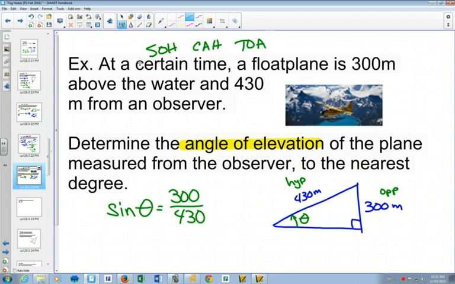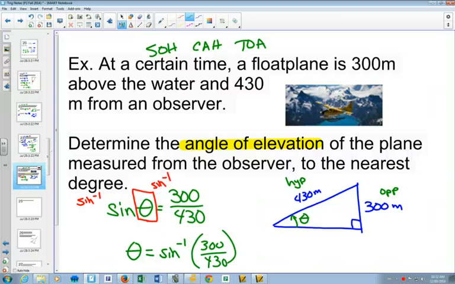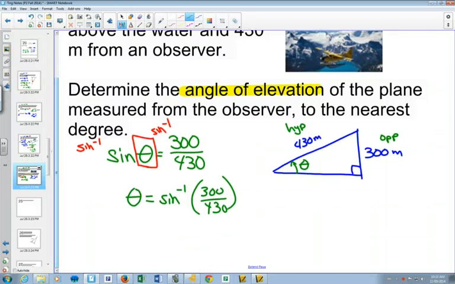If I want to get theta by itself, I have to get rid of the sine. The opposite of sine is sine inverse. And go to our calculators. Sine inverse 300 divided by 430. 44.2 to the nearest degree would be approximately 44 degrees.